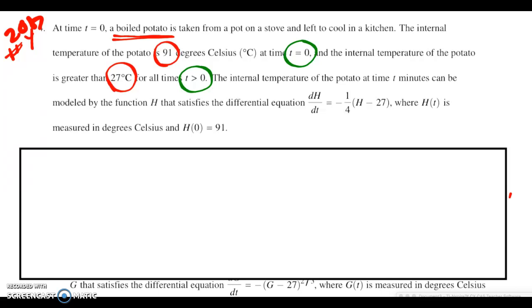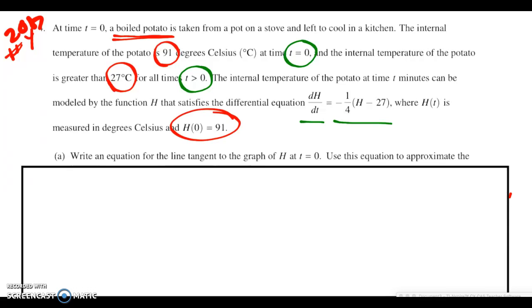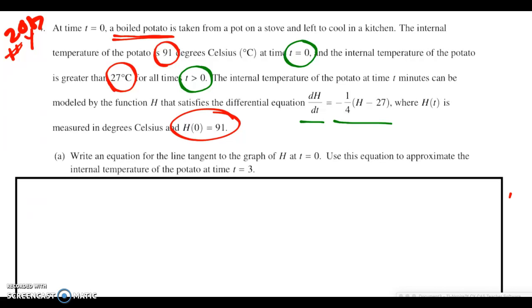The internal temperature of the potato can be modeled as a function h that satisfies the following differential equation: dh/dt equals negative 1/4 (h minus 27), where h of t is in degrees Celsius. And they gave me the initial condition again. Okay, so let's see our first question. Write an equation for the line tangent to the graph at that particular value. Oh, and I need a tangent line.